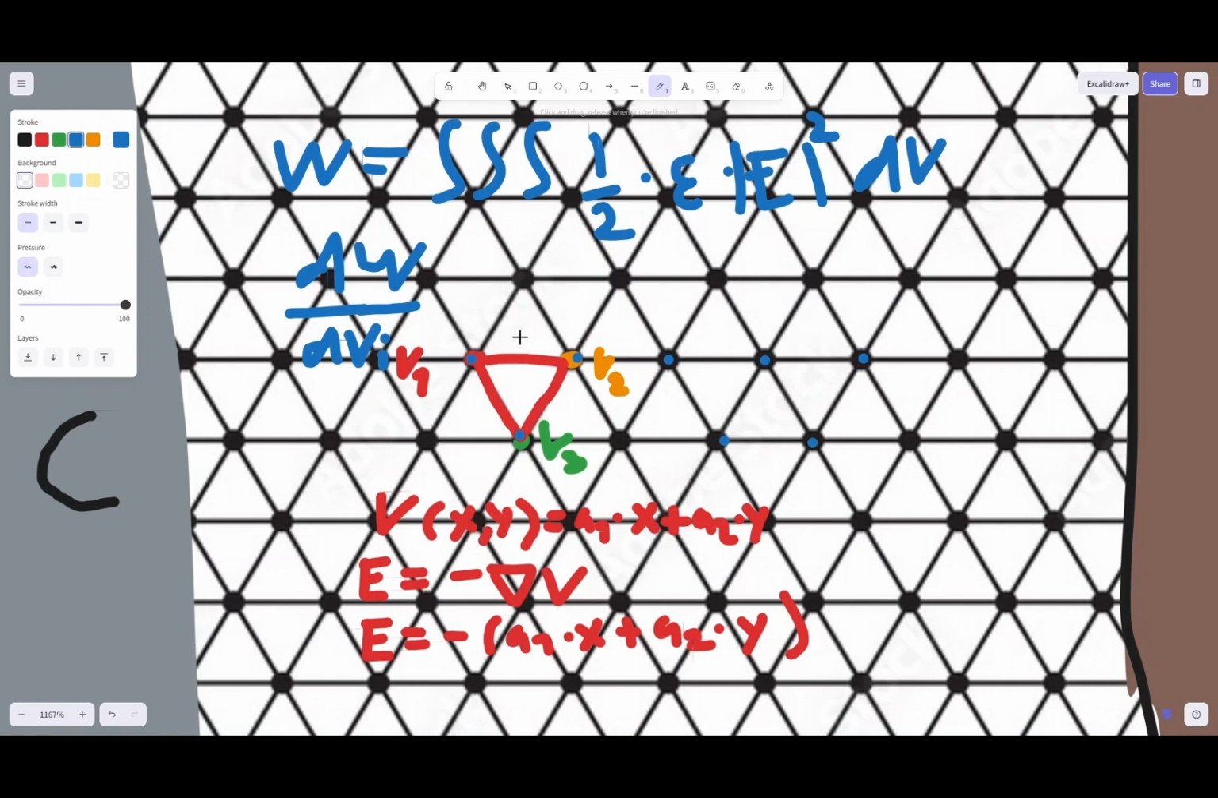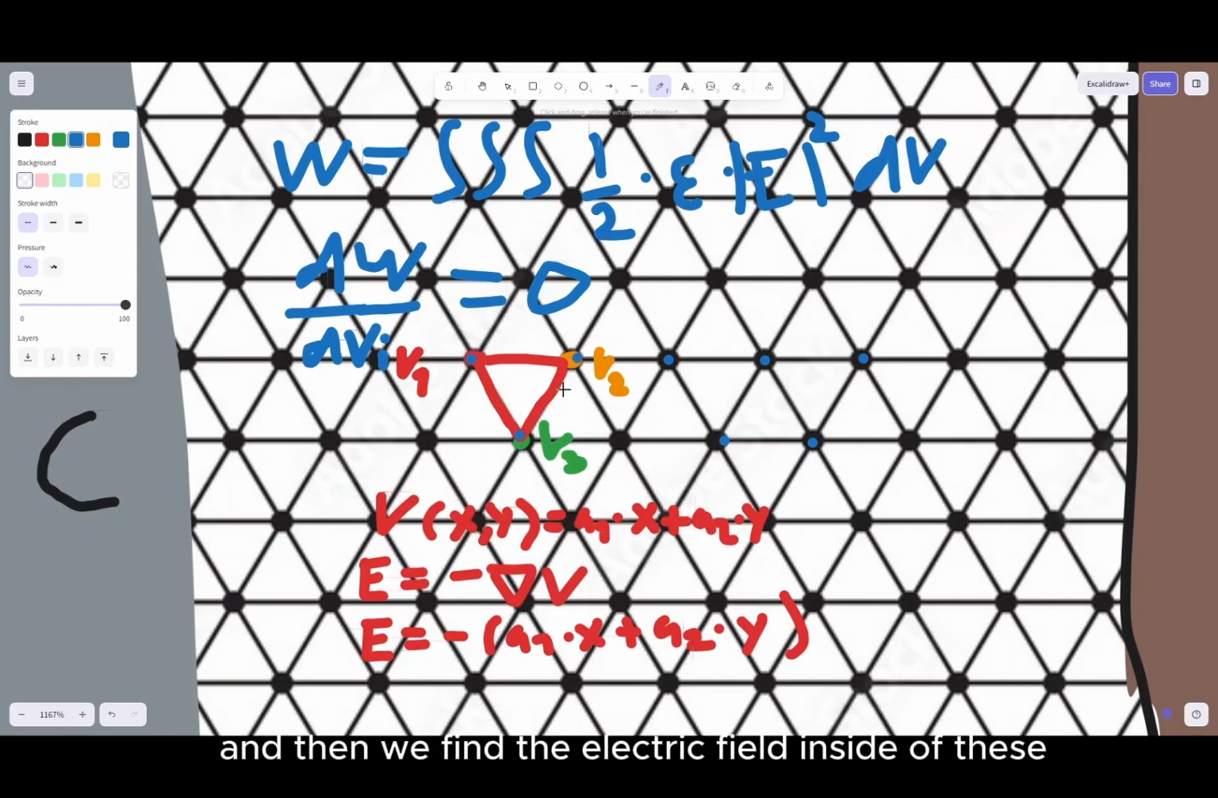Continuing. And then we want to find out the minimum of this, so we set it equal to 0. And this is basically how you determine mathematically how energy is distributed across it for each of these nodes. So we find the voltage at each of these nodes, and then we find the electric field inside of these. And that's how the finite element method works.